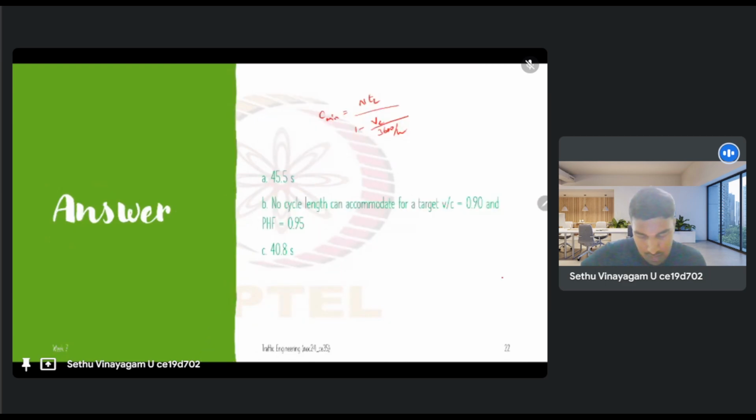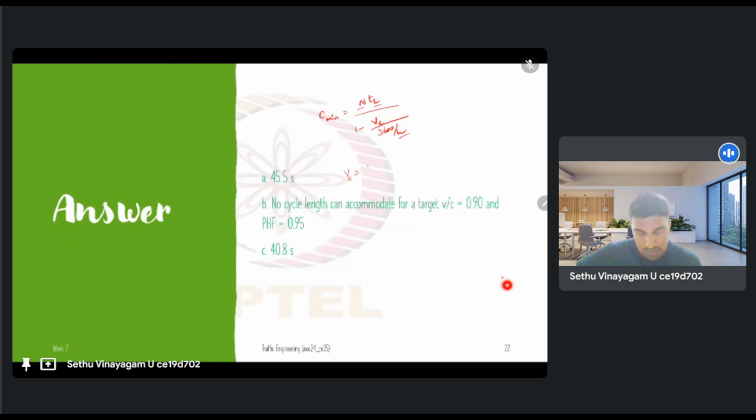Okay. So we have N, we have TL, and we have H. So we need VC. So what is VC? VC is your critical flow. Here we have only two lane groups, right? One is in the eastbound direction, another is in the northbound direction, and so we have to sum it up for both of these phases.